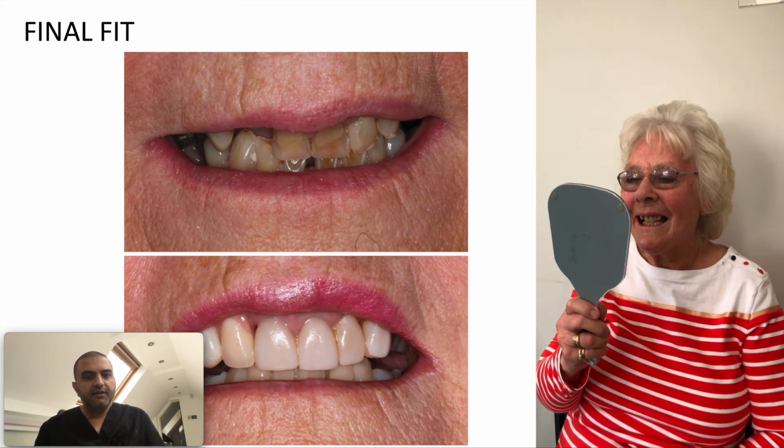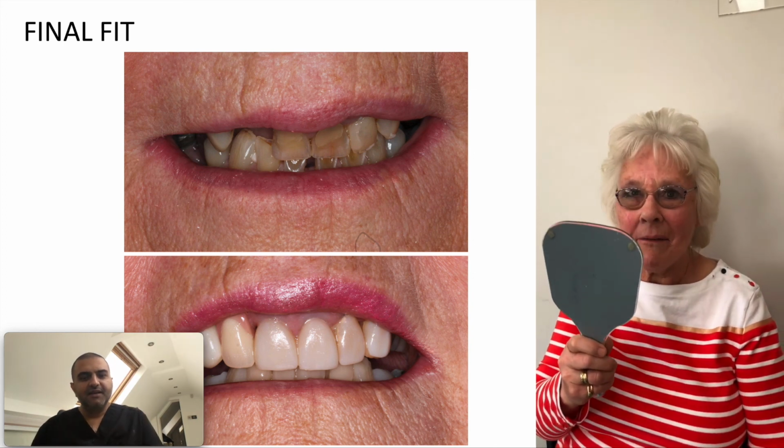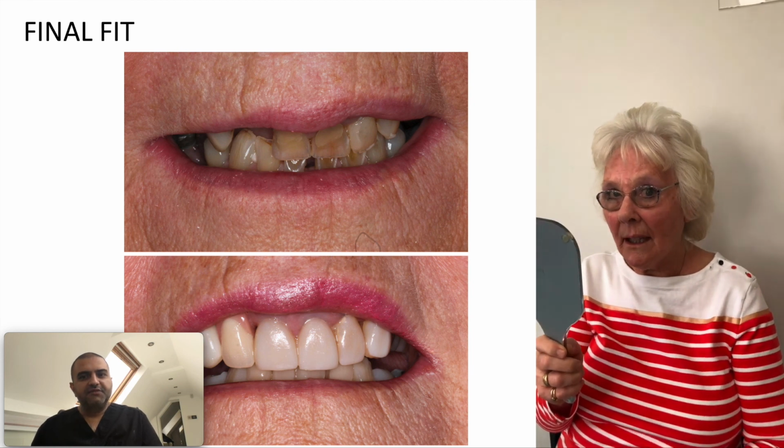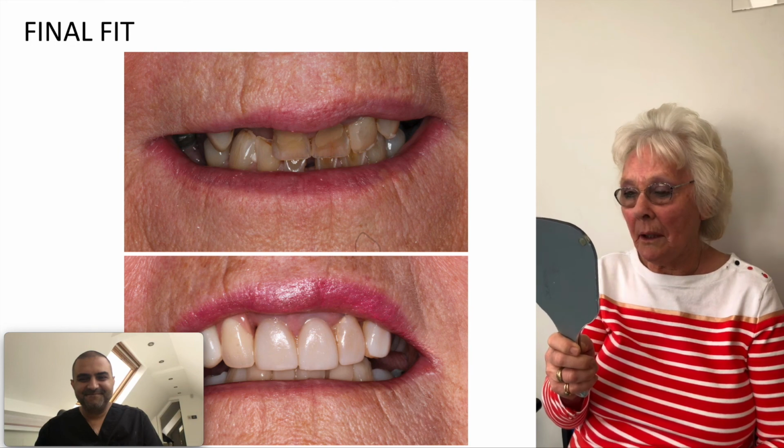This was Gloria seeing her teeth and very happy, just without the denture in place, just the build-ups. No, they really look brilliant. And what a transformation for the patient. I can smile again now. I could never smile for a while, but I can now.